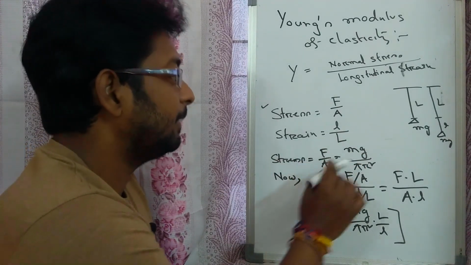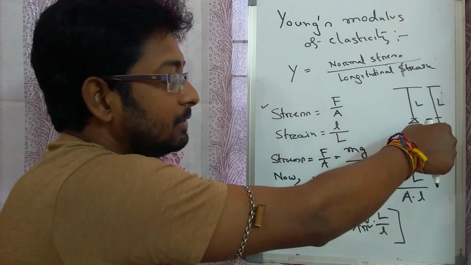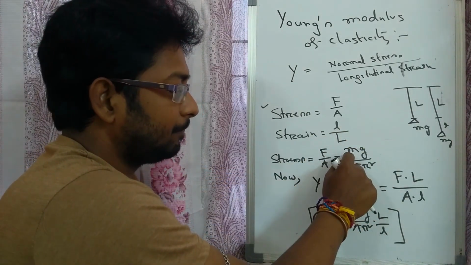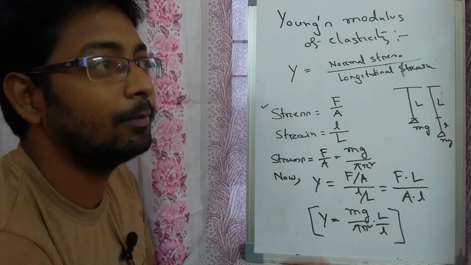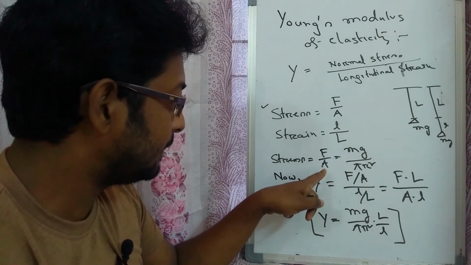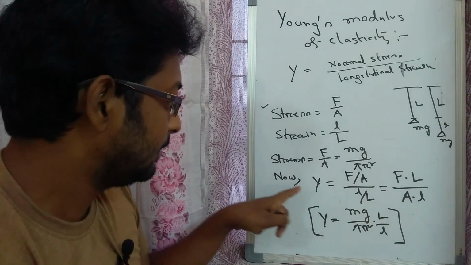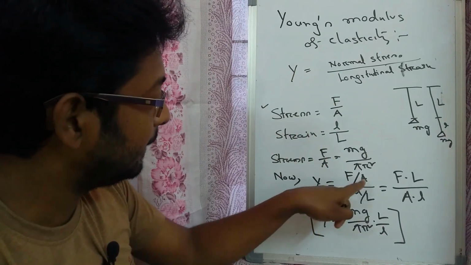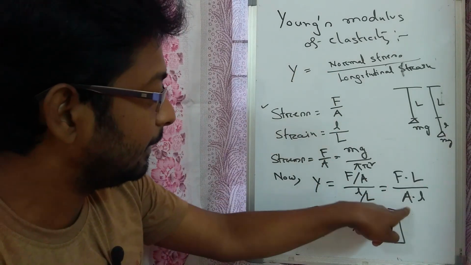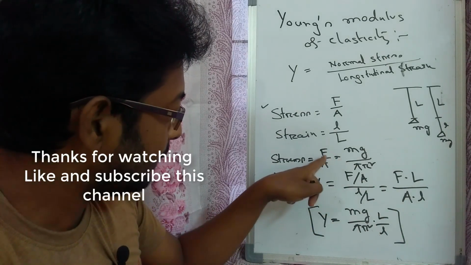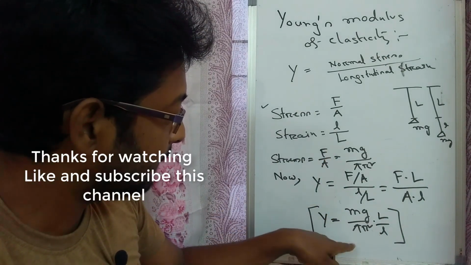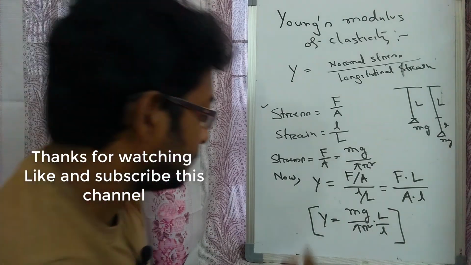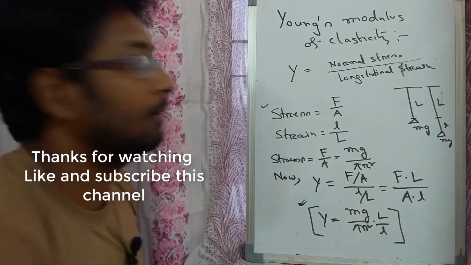Now stress equals F by A. So F by A means if I put some load, this is the F. We know that F equals mg, so this is mg. What is area? Area equals pi r square. So now Y equals, just put all these values in this formula, F by A divided by l by L. So ultimately I am getting this: if I put this F by A value, it is mg by pi r square times capital L by small l. So this is my formula for Young's modulus.